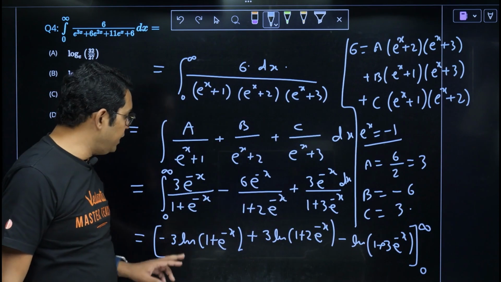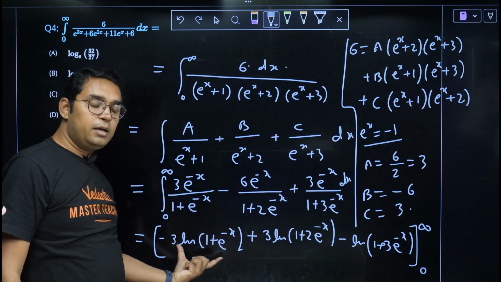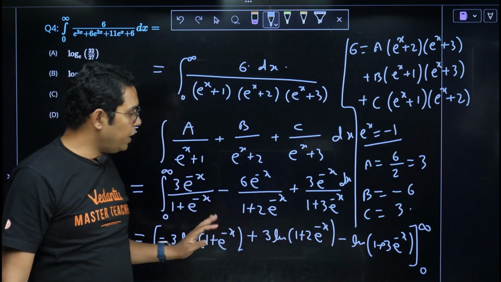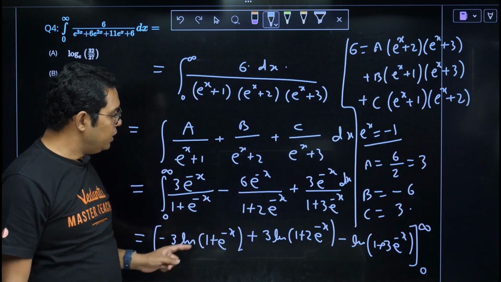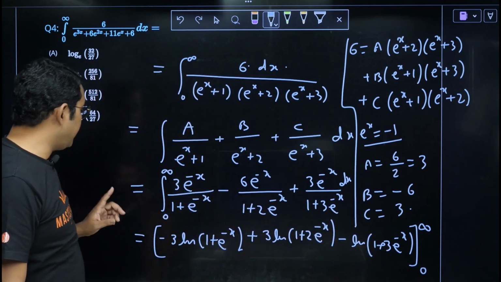Now, if I put infinity, you can see e power minus x, all these terms will become 0. So in the ln, everything will be ln 1, ln 1, ln 1, which is 0. So by putting infinity, we are going to get 0 only. So let us focus only on putting x equal to 0, the lower limit. So I need to take care of the minus sign also.